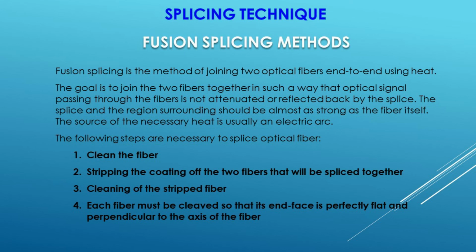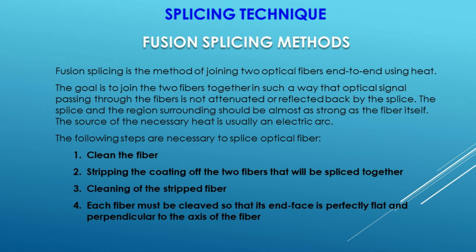Fusion splicing methods. Fusion splicing is the method of joining two optical fibers end-to-end using heat. The goal is to join the two fibers together in such a way that optical signal passing through the fibers is not attenuated or reflected back by the splice. The splice and the region surrounding should be almost as strong as the fiber itself. The source of the necessary heat is usually an electric arc.